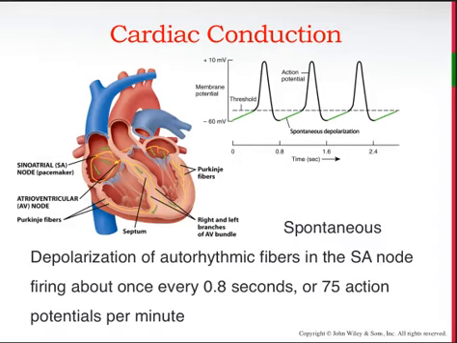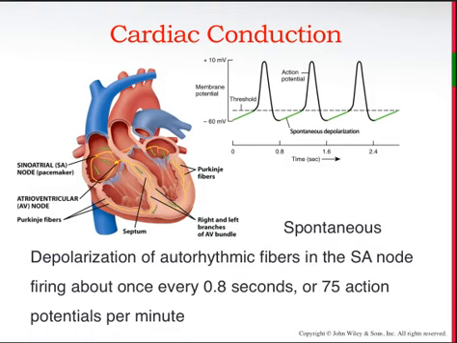Okay, so we'll start this video with a little overview. Remember, we talked about cardiac conduction and how we're going to move those action potentials through the tissues. We're going to start in the SA, or the sinoatrial node. Remember that these are spontaneous depolarizations that are occurring. We're going to fire about once every 0.8 seconds, or roughly 75 action potentials per minute.